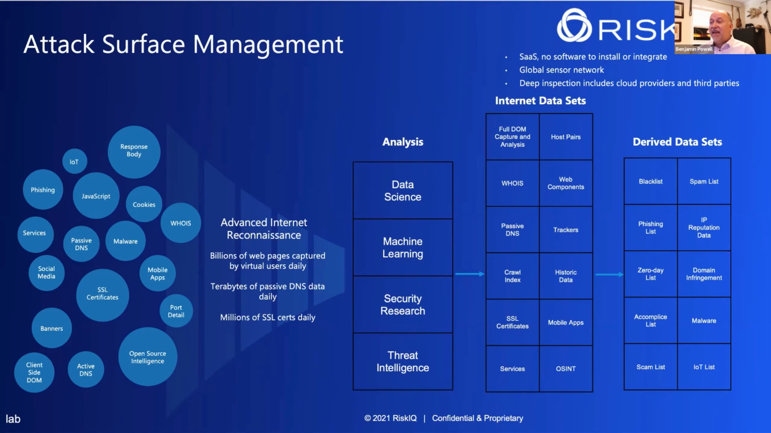The passive DNS, the historic data that we're seeing, allows us to create derived data sets as well to understand who's phishing, the 0 days, the domain infringement, where things are running that are bad that might not be from a bad place. Like it might be hosted on a good site, but there's bad malware on there or a script. That's like the accomplice list and scams and IoTs and different stuff.